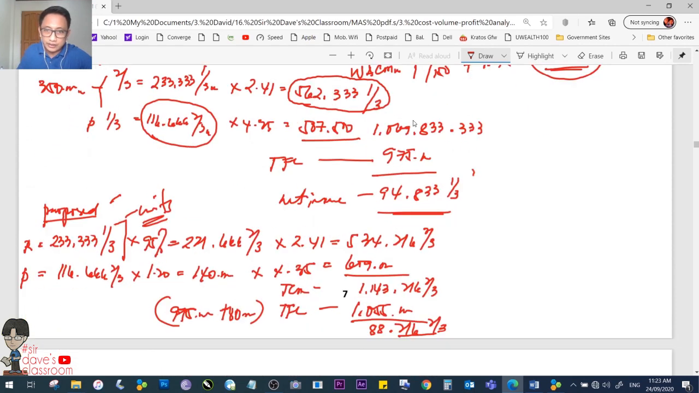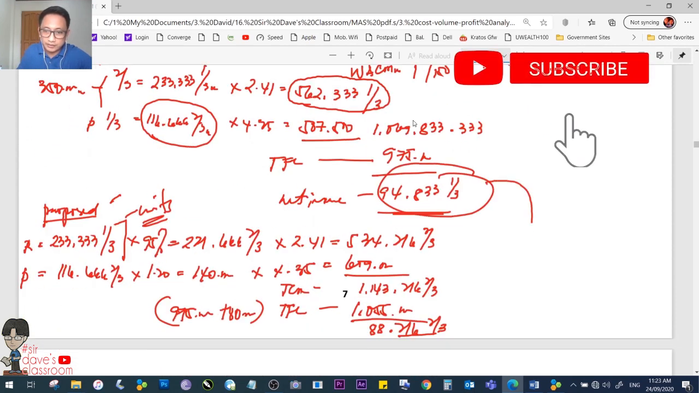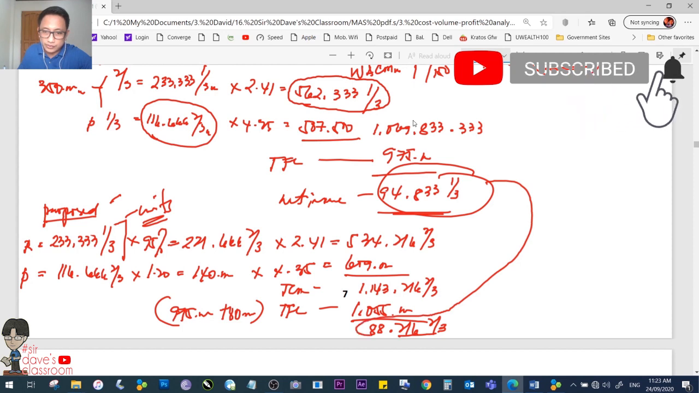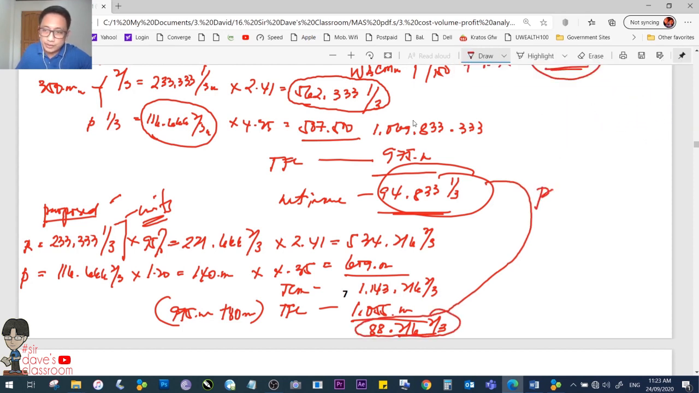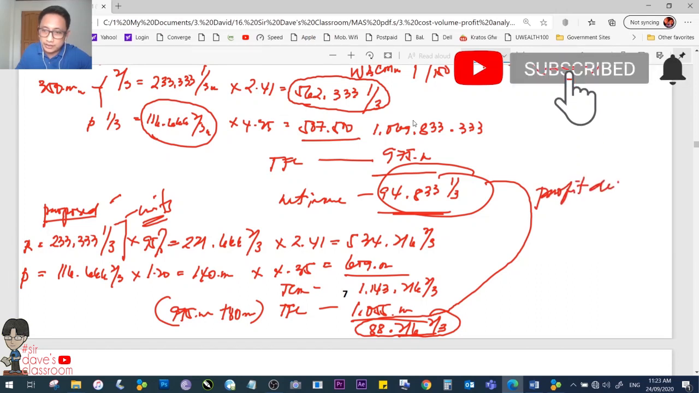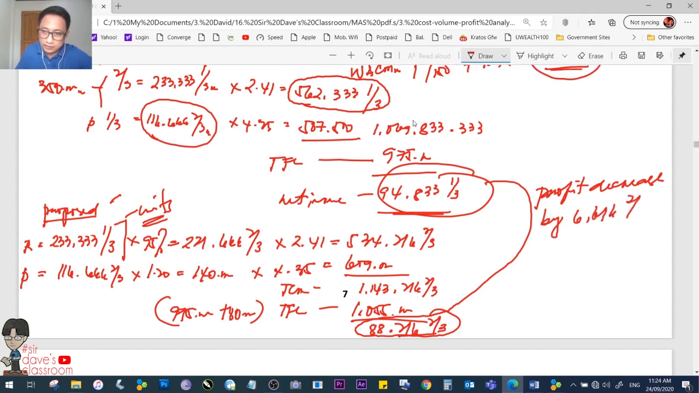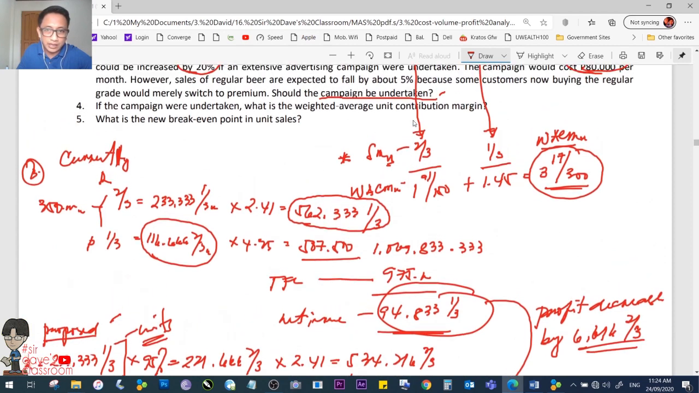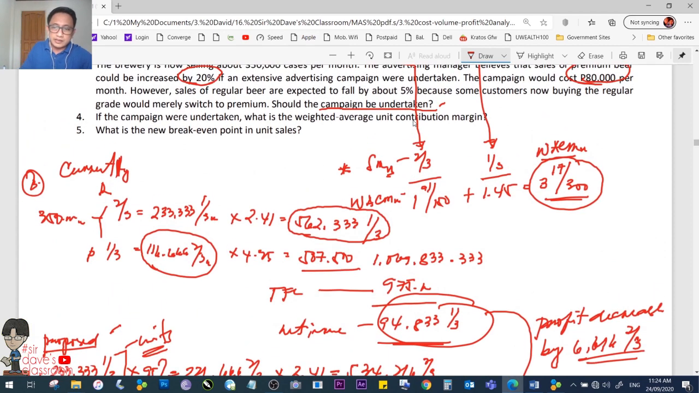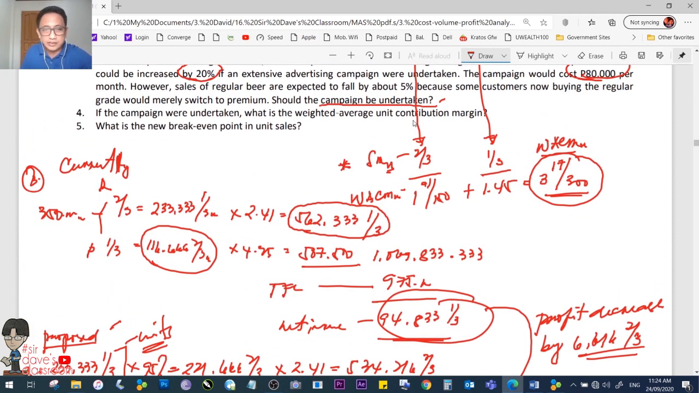Kasi dito, 94,833 and 1/3 versus 88,216 and 2/3. If you proceed with the proposal, profit should decrease. Okay? Profit decrease by 6,616 and 2/3. Doon sa tanong, should we proceed? The answer, no. Do not proceed. Lest you experience a decrease in profit. 6,616 and 2/3. Requirement number 4.